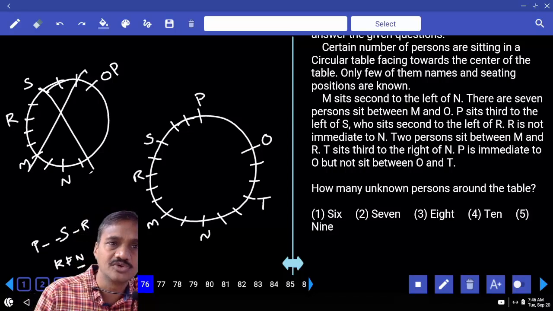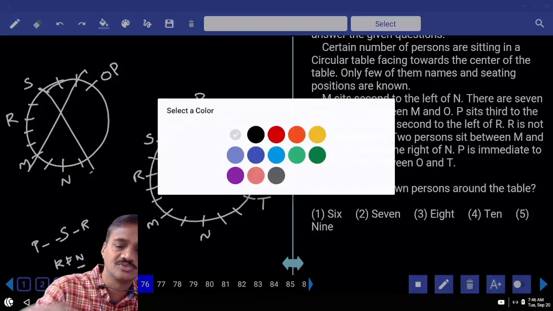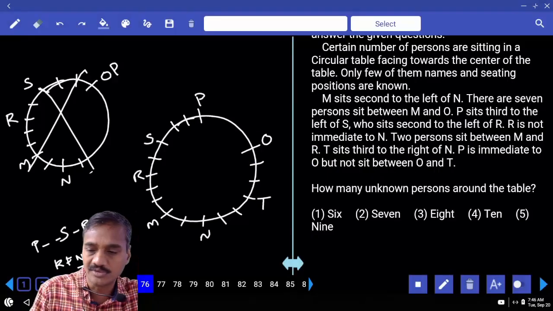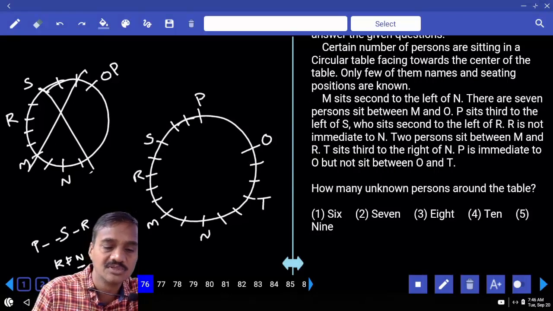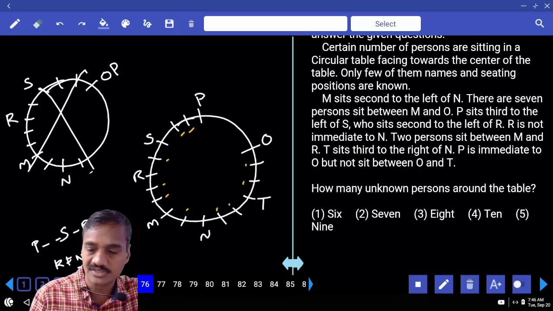Is P in between O and T? No. Hence P is immediate to O. P and O are adjacent to each other. Hence between P and O there is no person at all. Then how many unknown persons are there around the table? 1, 2, 3, 4, 5, 6, 7, 8, 9, 10. There are 10 unknown persons.